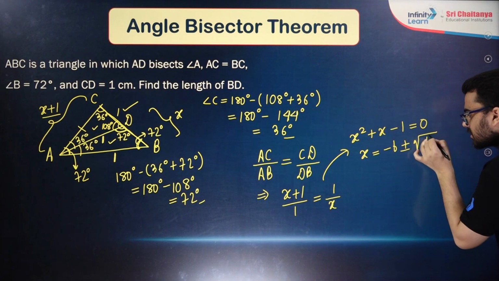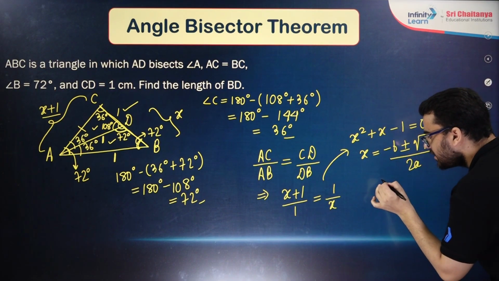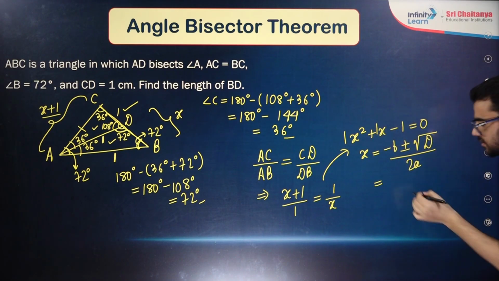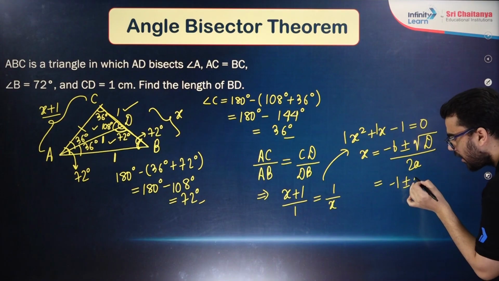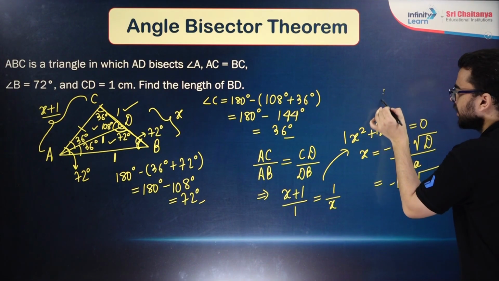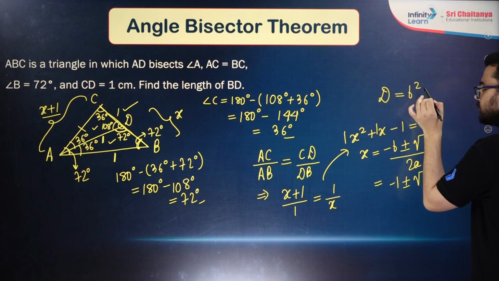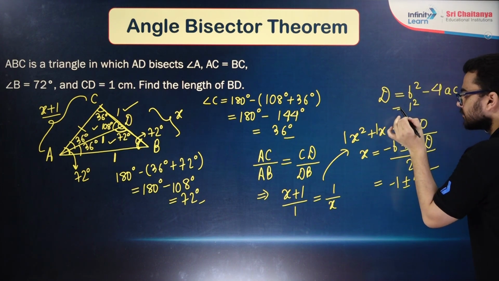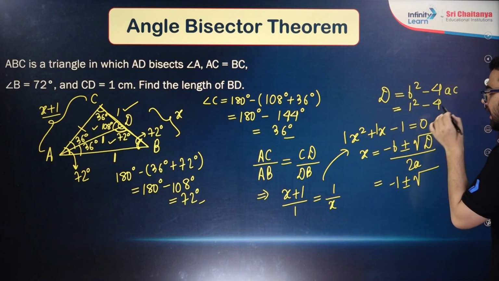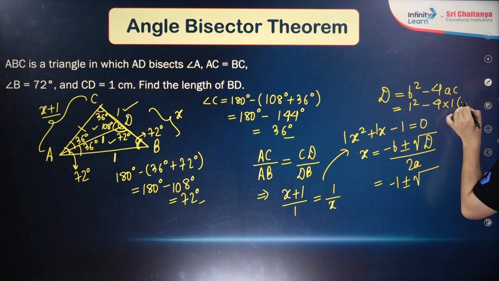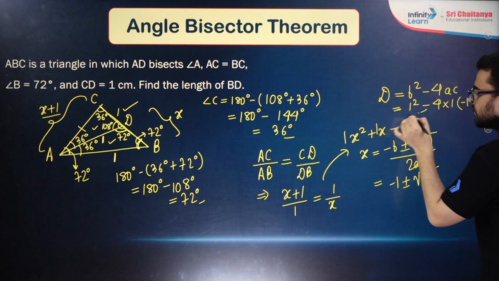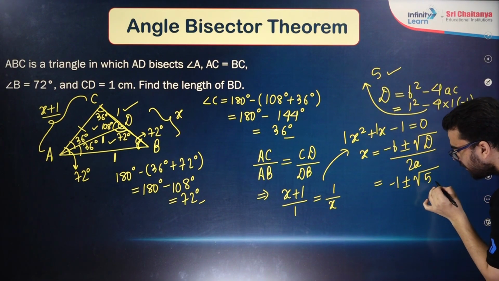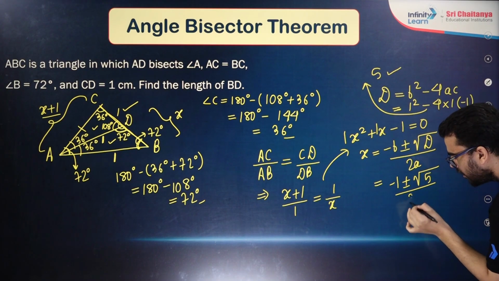Minus B plus minus square root of D upon 2A, where D is the discriminant, right? So you see, A is 1, B is also 1. So it is minus 1 plus minus square root of discriminant over here is what? B square minus 4AC. So that is 1 square minus 4, A is 1 and C is also minus 1. So if you simplify this, this is basically 5. Correct? So this is going to be 5 upon 2A over here. That is 2 into 1.